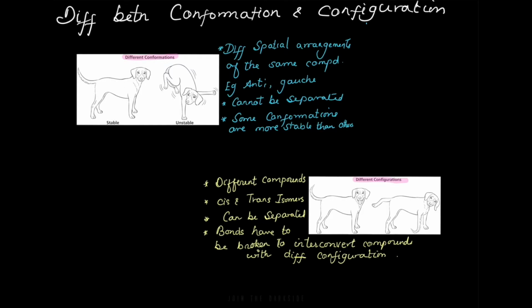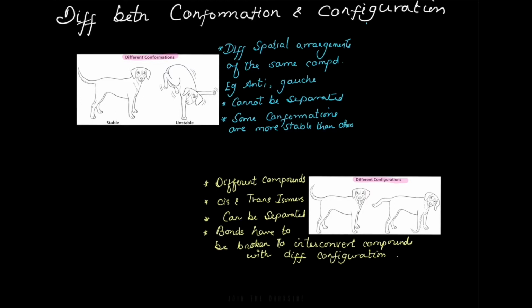And since they are actually the same compound, they cannot be separated. So you definitely cannot separate one conformer from another. There might be some conformations or conformers which are more stable than others. And at any time, if you want to interconvert from one conformation to another, you just have to rotate along the carbon-carbon single bond.